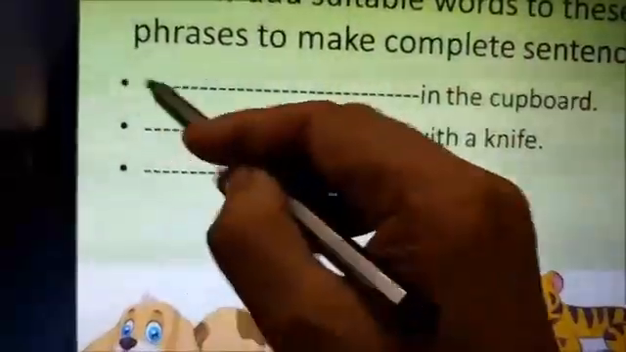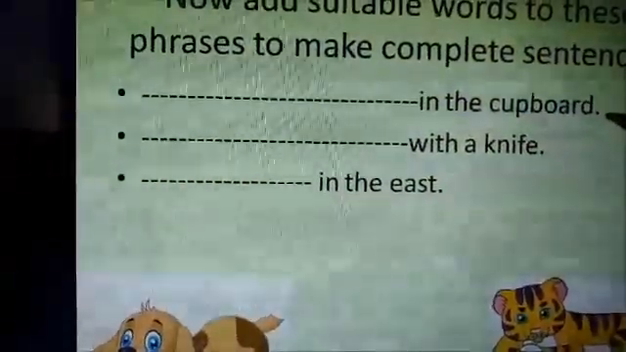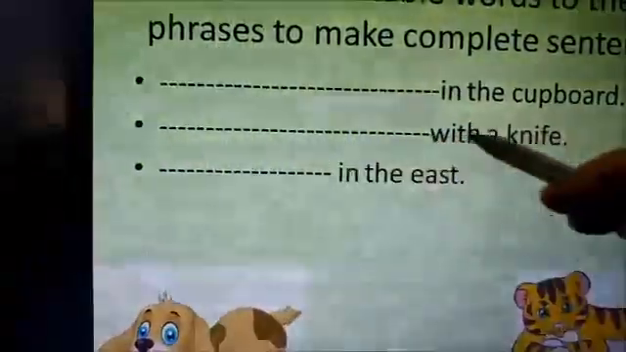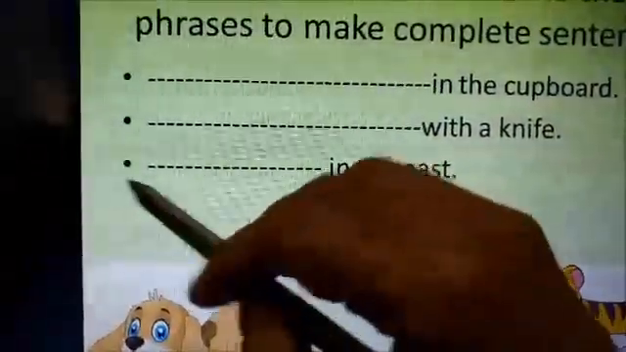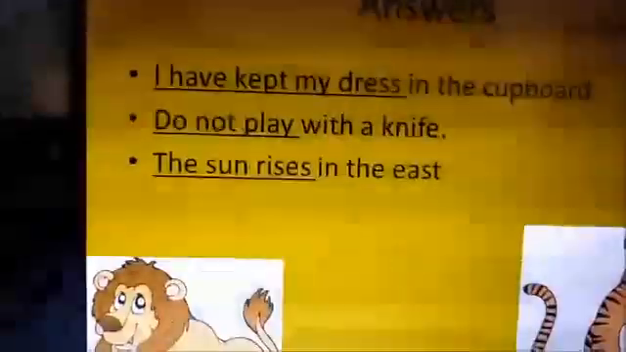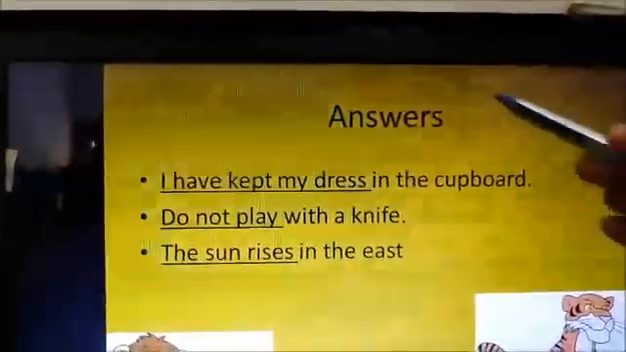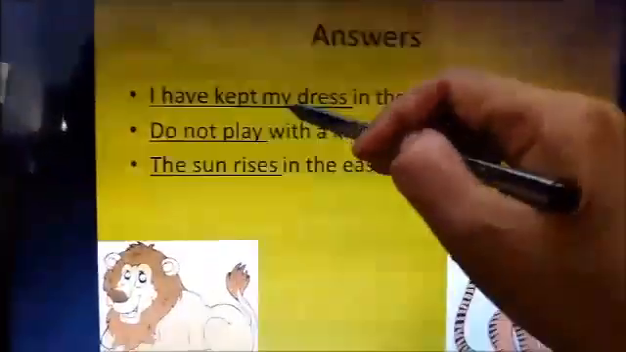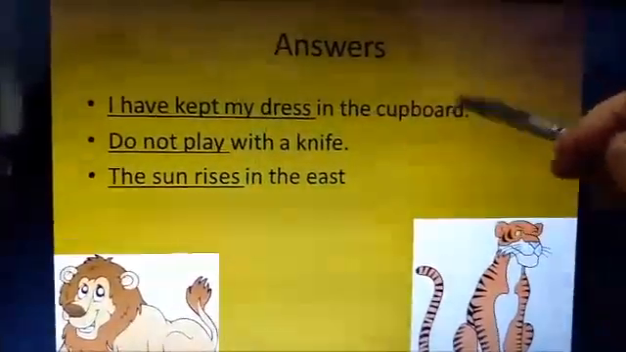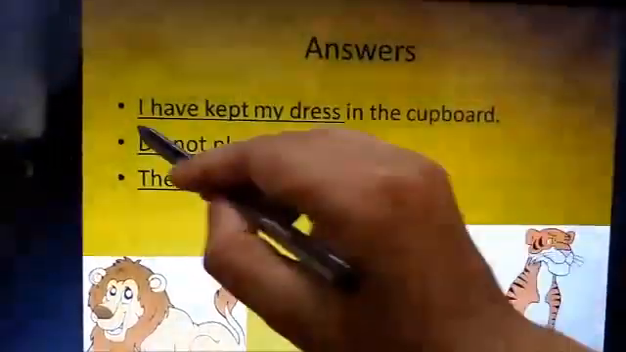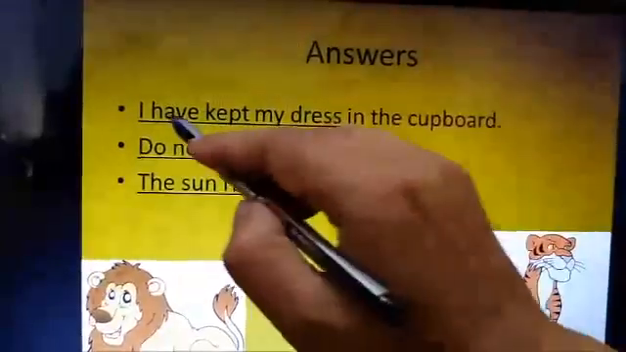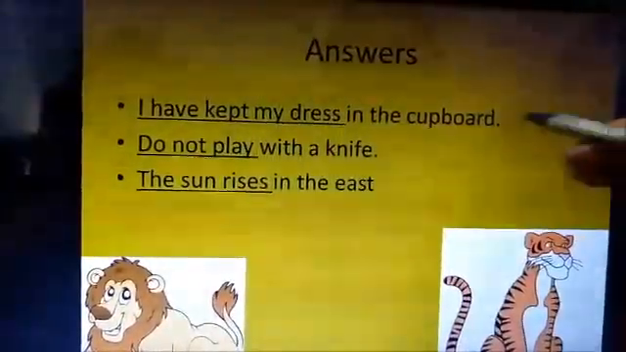So, look at the first question. Dash in the cupboard. Second one, dash with a knife. The third one, dash in the east. Now, how can we make answers from this? I have kept my dress in the cupboard. So, this is the phrase. Now, these are the words we have added and it has become a beautiful sentence.